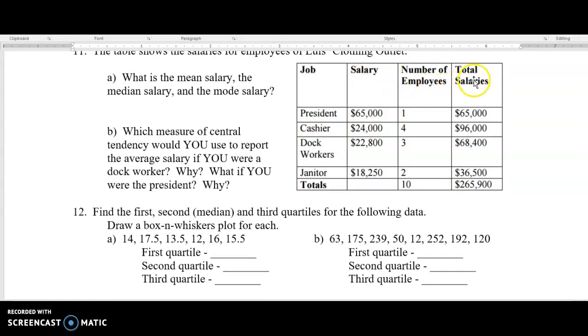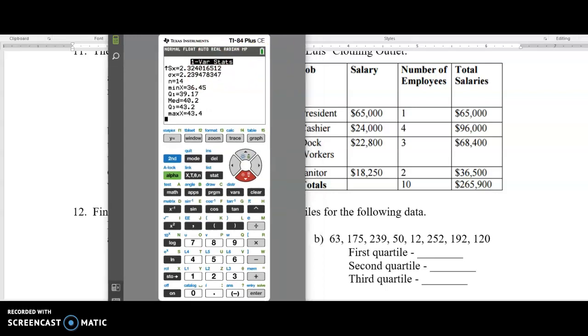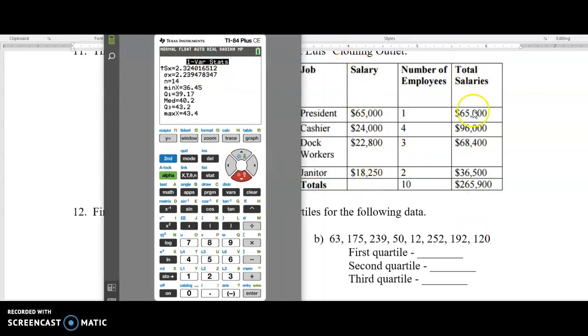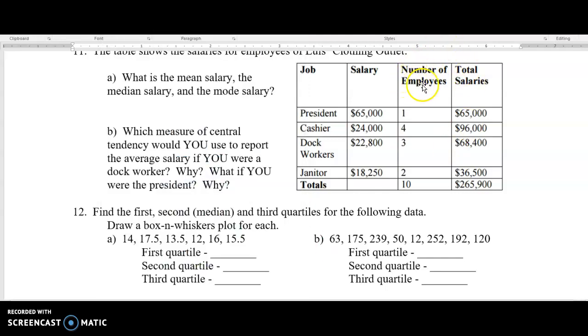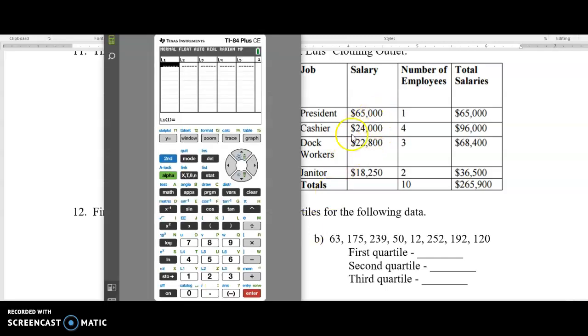Here this gives you total salaries, but you need to list them one at a time. So I do want to show you this one. Alright, so I'm going to pull it up on the computer and we're going to look at the salaries. Now we don't want the total salaries. We want to look at each individual salary. Okay? Now, this column here tells you how many employees are paid that price or that value, that salary. Okay? So, we want to put them in the number of times we're supposed to.